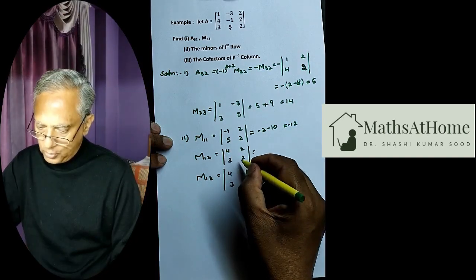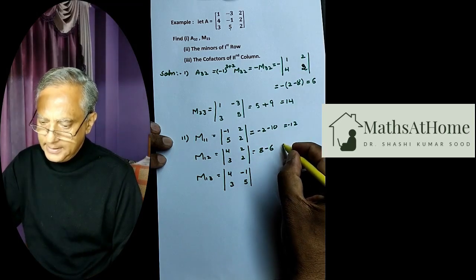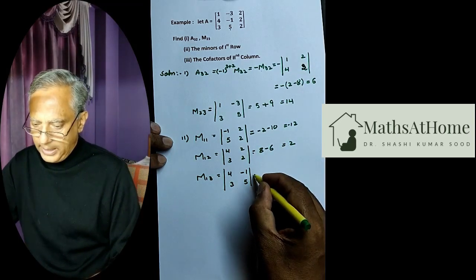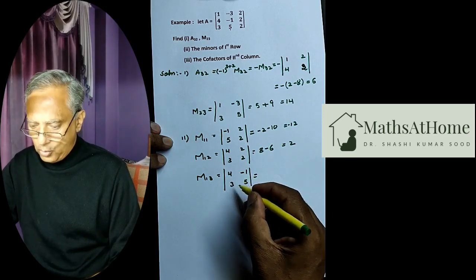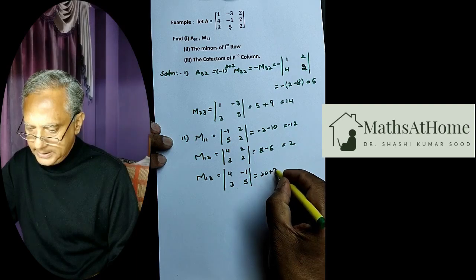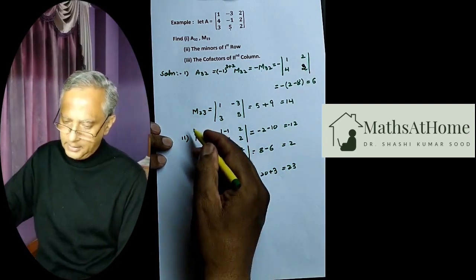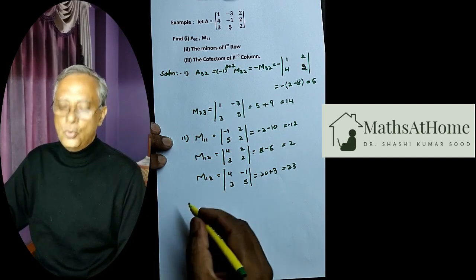The next will be this into this minus this into this, that is 8 minus 6, that is 2. And this will be equal to 20 plus 3, that is 23. So these are the minors of the first row.